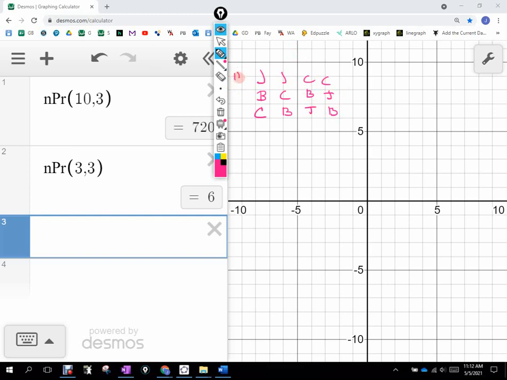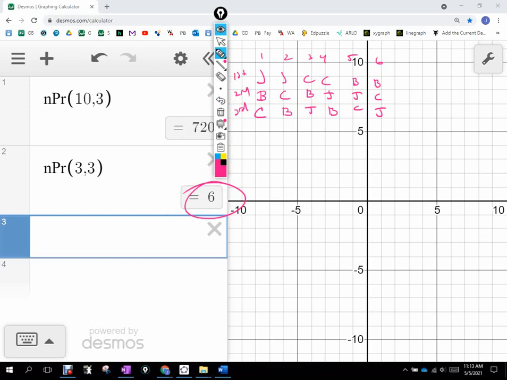Because remember, this is like first place, second place, third place. So if these people are getting awards or medals, they're all getting different medals. Now, we could go Brandy, Jake, Clyde, or Brandy, Clyde, Jake. So how many different total groups are there? There's 6. Does that make sense? Okay.